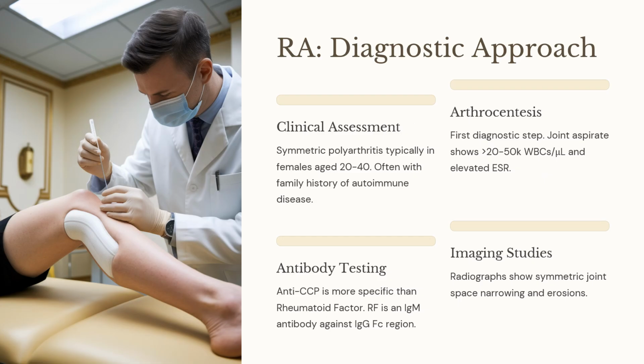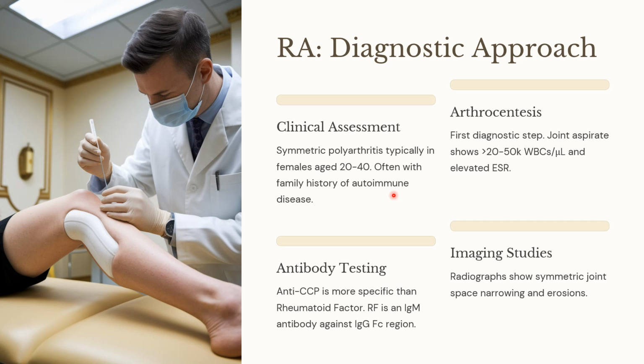So before that, let's see how you assess rheumatoid arthritis. Rheumatoid arthritis, I told you, is symmetric, it is a polyarthritis, and it can occur in females aged 20 to 40. Since it is autoimmune, it is often associated with a family history of autoimmune diseases. Say for example, they might say the sister had type 1 diabetes, or they themselves also suffer from SLE, or something similar, because autoimmune diseases go together.